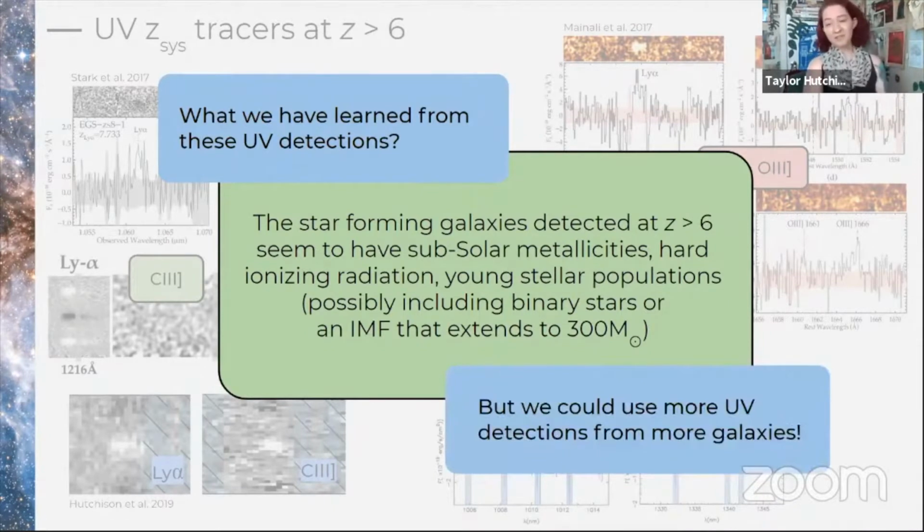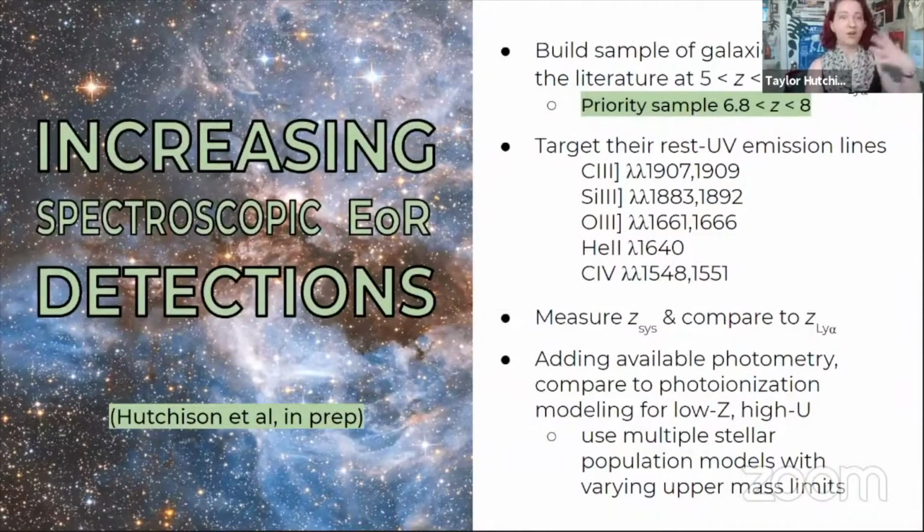However, we could definitely use more UV detections from more galaxies, and ideally, lots of lines detected in a single galaxy to increase our constraints. So this is kind of where my current work is coming in. In order to increase the number of spectroscopic detections for galaxies in the epoch of reionization, I've started this program. It's pretty simple and straightforward.